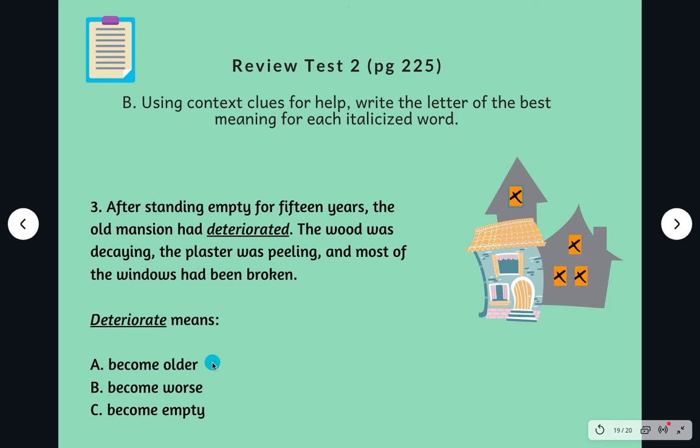Is it that it became older? Because something can become older without falling apart, right? Something can become older but be well maintained. In this case, we're talking about the house becoming worse.